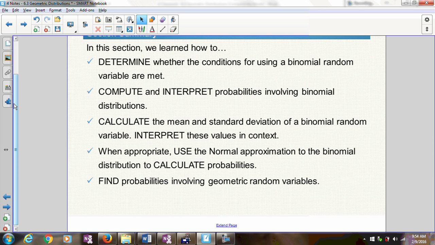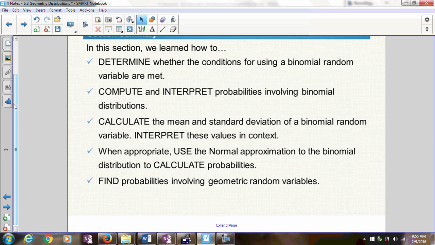To calculate the mean of a binomial, that's just n times p. The standard deviation is going to be the square root of n times p times 1 minus p. And you do need to be able to interpret those values in context, so don't forget to put your units. You'll need to be able to use a normal approximation to the binomial to calculate those probabilities. And remember, we said that as long as the number of successes and the number of failures in your trials are greater than 10, then you can use a normal approximation.